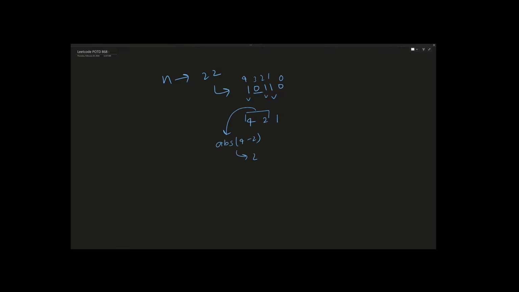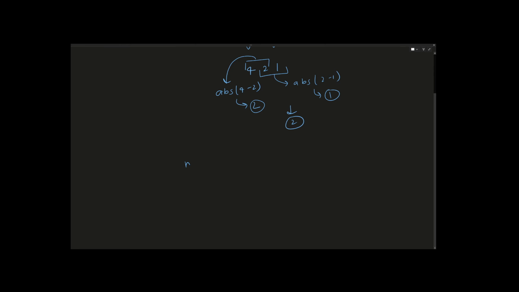And another, 2 and 1, are also two consecutive 1s, so ABS of 2 minus 1 is 1. So the maximum of both, 2 and 1, gives you answer 2. Let's take another example, n is 10. The binary representation of 10 is 1010, so positions 0 1 2 3. 1 is present at bit position 3 and bit position 1, so 3 minus 1 gives you answer 2. So how will you solve this problem?